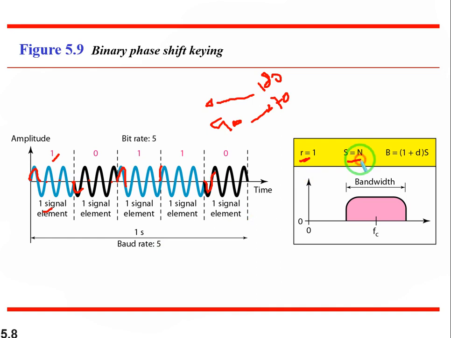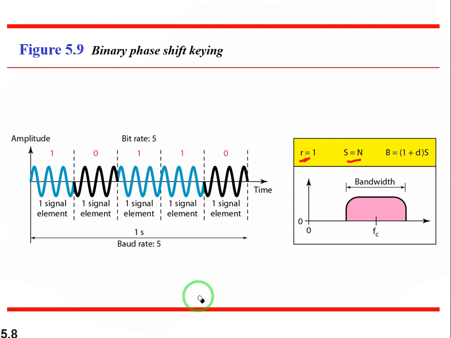Okay, so both again same, and the bandwidth for the phase shift key is same like ASK, so not a bit change. Okay, so what is the comparison between phase shift key and amplitude shift?